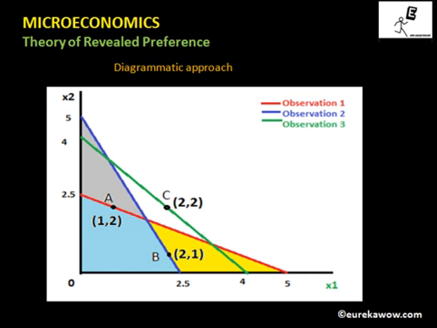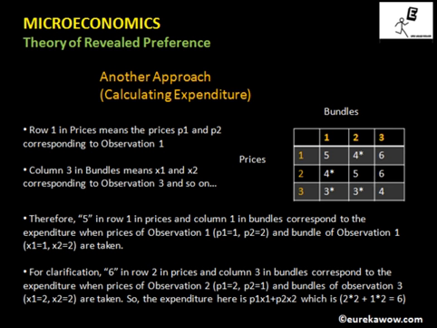Now you may ask how we have drawn this diagram. This is very easy. These are the budget lines which are drawn using the equation P1x1 plus P2x2 equals M for all the three observations, and the bundle chosen has been marked accordingly.